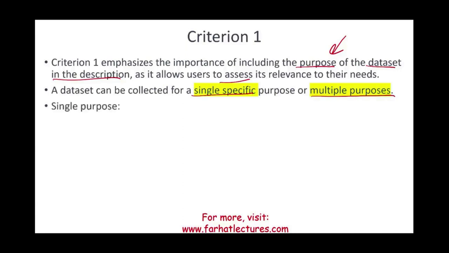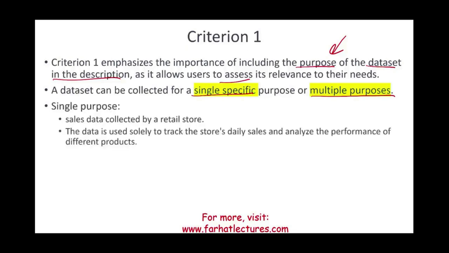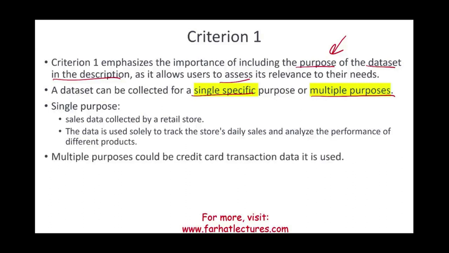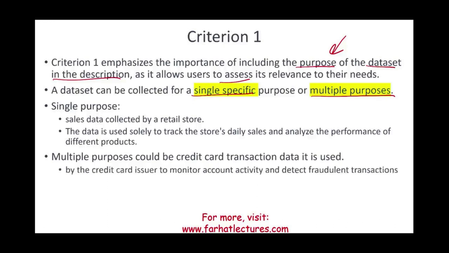For example, single purpose data could be sales collected by a retail store for the sole purpose of tracking sales daily and analyzing the performance of different products. That's a single specific purpose. That's why you selected the data. Or you could have multiple purpose data. For example, credit card transaction data could be used by a credit card company to monitor account activity and detect fraudulent transactions. It could also be used by credit bureaus to determine creditworthiness.